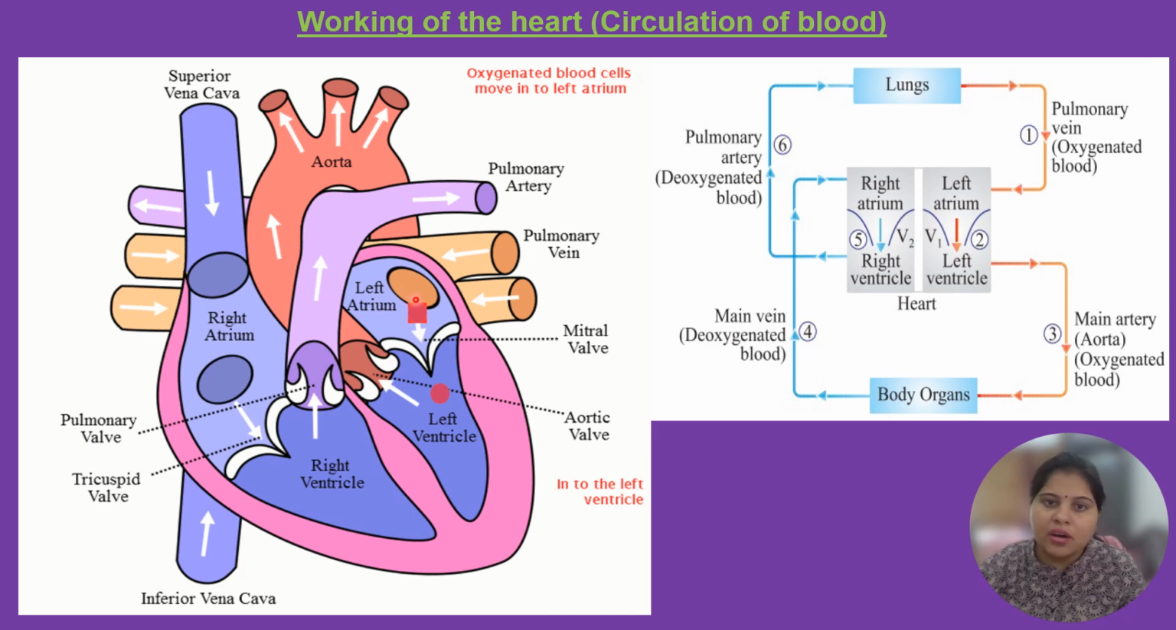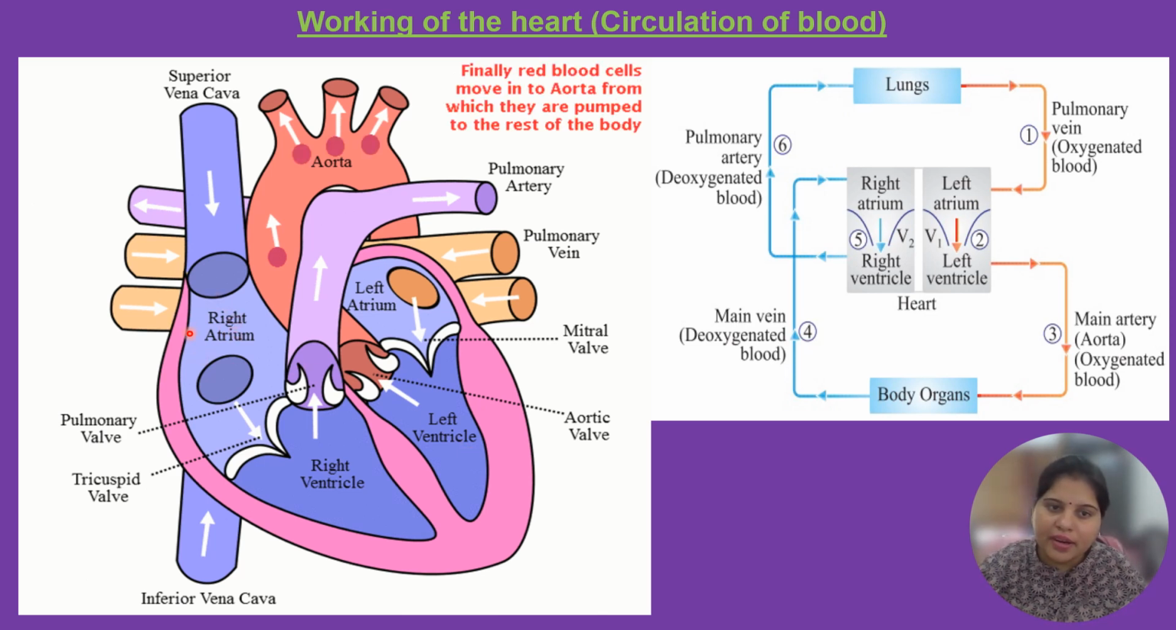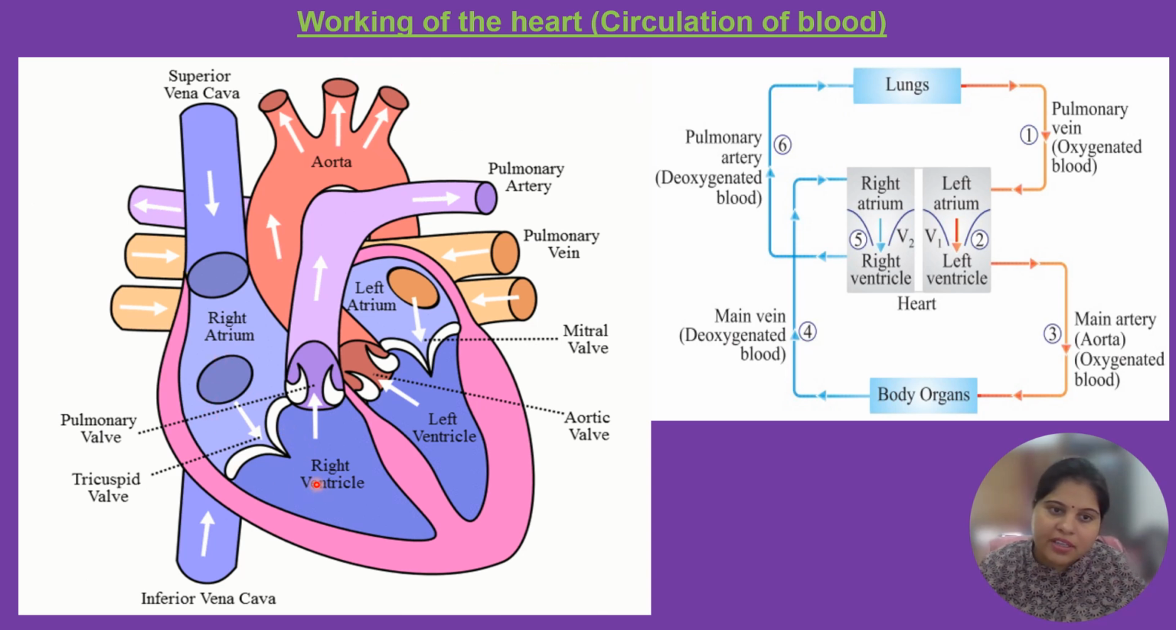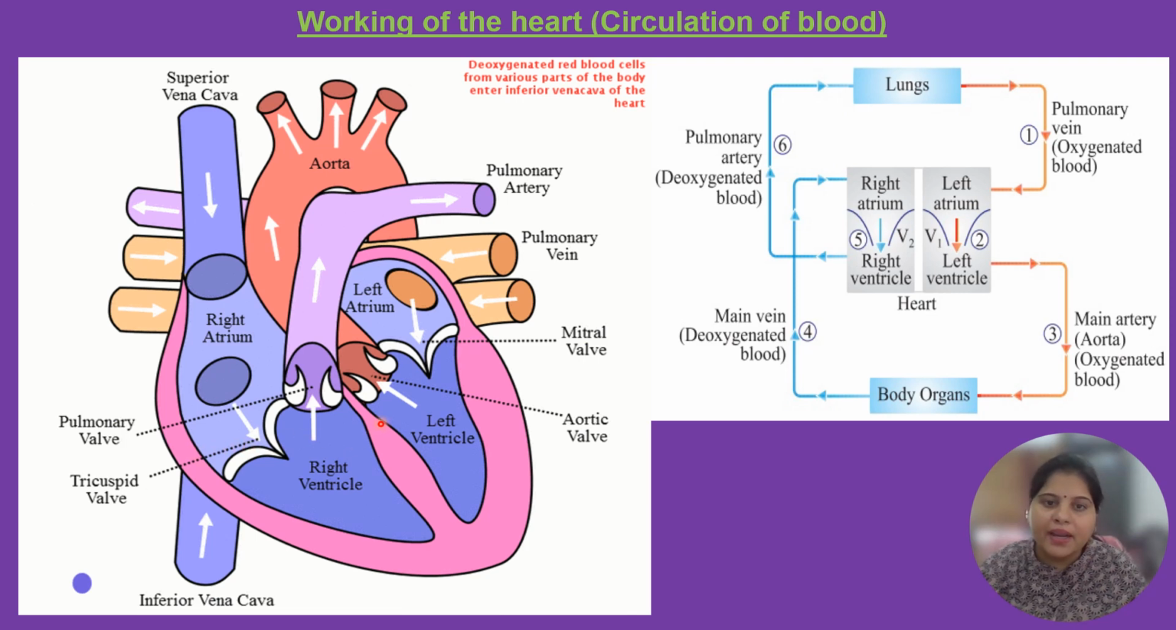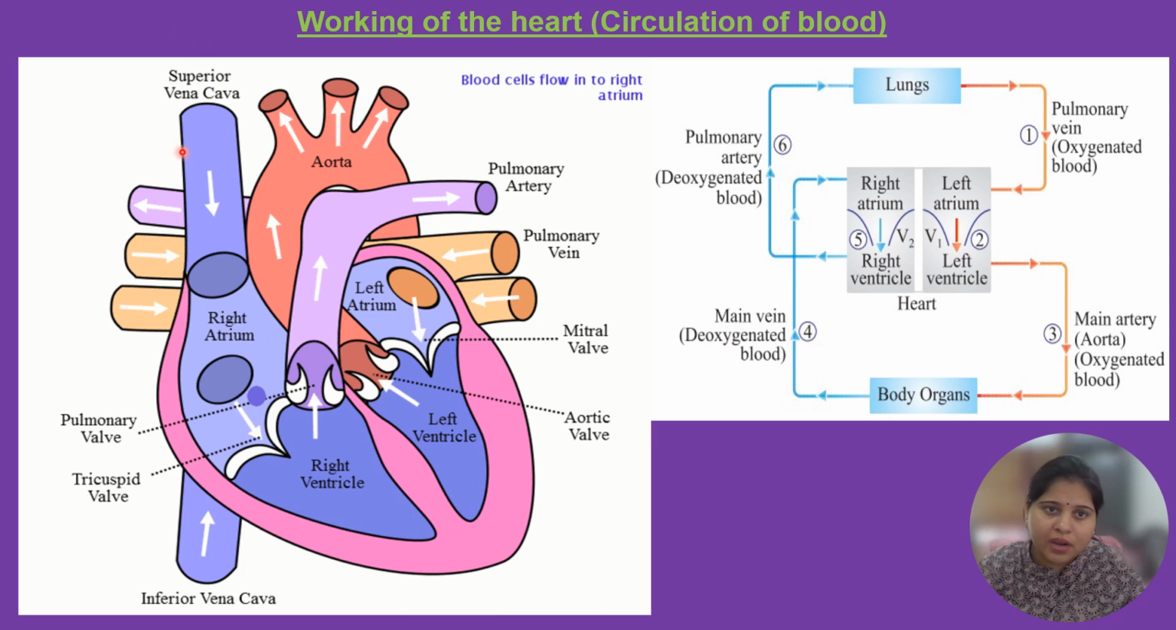On your right-hand side, the left atrium, and below the left atrium, the left ventricle. Then on the left-hand side you will write the right atrium and right ventricle. Between the right atrium and right ventricle there is a valve. That valve is known as the tricuspid valve, and between the left atrium and left ventricle the valve is known as the mitral valve. Yes, this is the inferior vena cava and this is the superior vena cava.